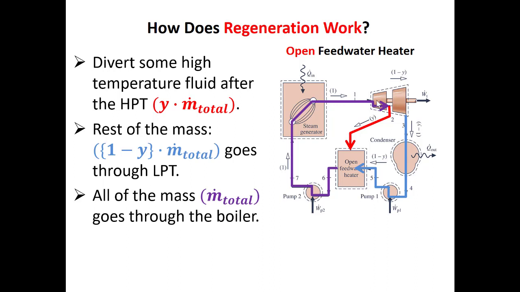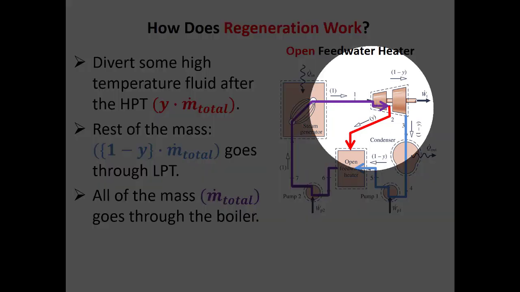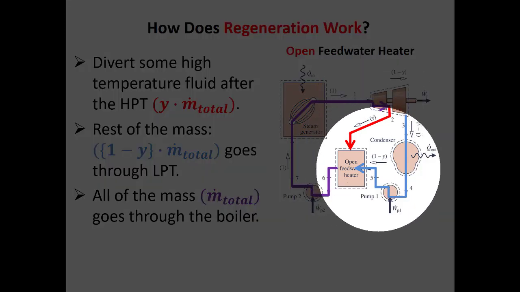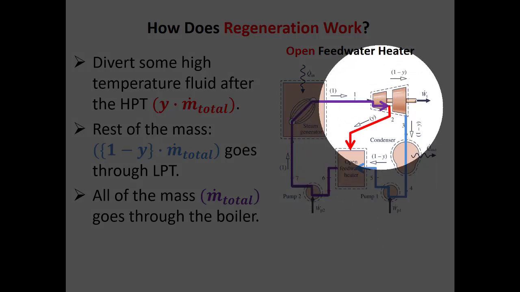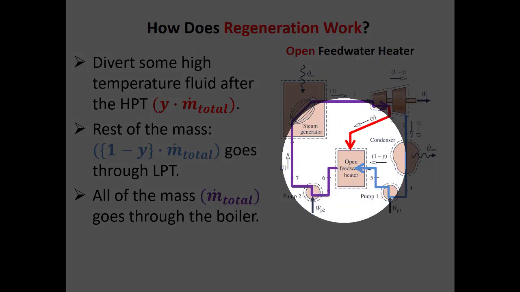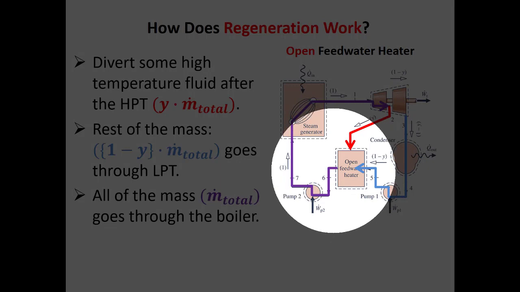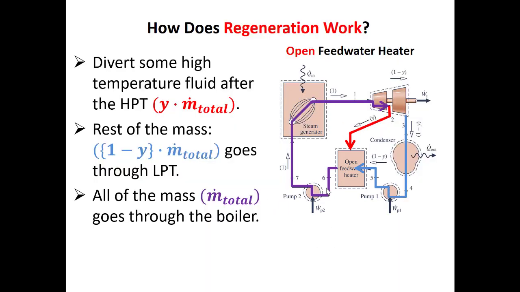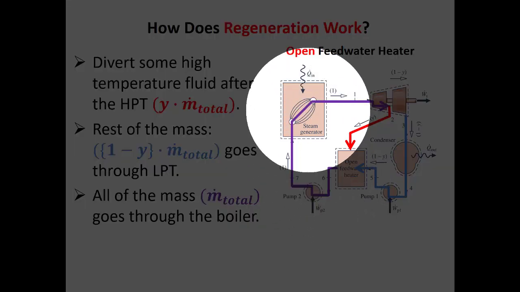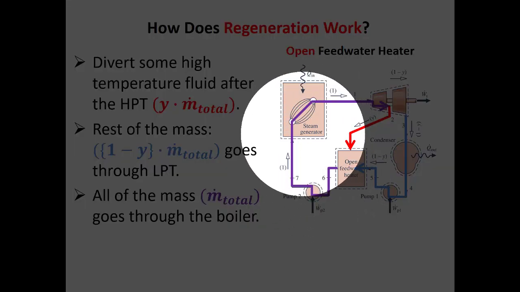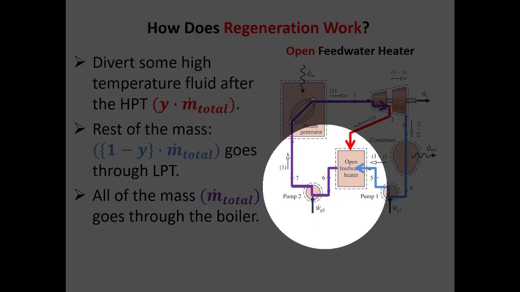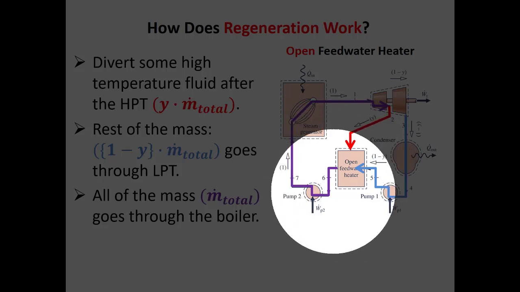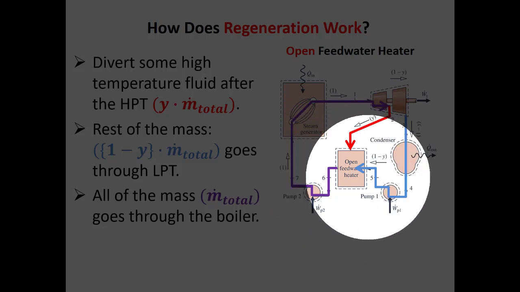Now, the benefit of doing this is that because we're preheating, this cold water comes in and mixes with this hot fluid here. And what that means is that some warm fluid comes out the exit of the open feed water heater. Now, that's pretty cool because the purpose of the steam generator is to add heat. So the idea here is that this fluid at 6 has more enthalpy than it would have at 5.